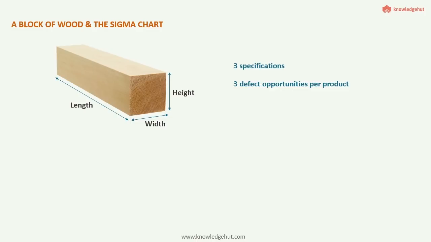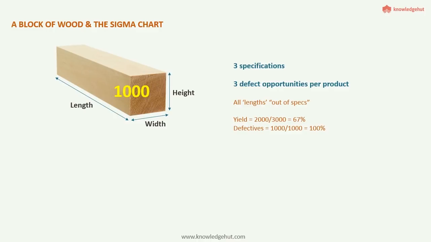As I said, it has a length, width, and height, which are all specified by a customer. So there are 3 opportunities per block or per product. A defect may be in the length, being outside of specifications, or width or height. You may have 1, 2, or 3 in a single block. If the carpentry unit is producing 1,000 blocks a day, then the defect opportunities per day are 3,000.